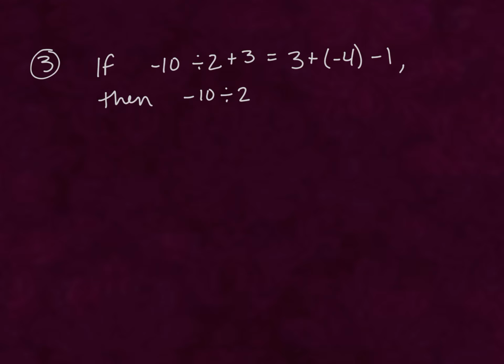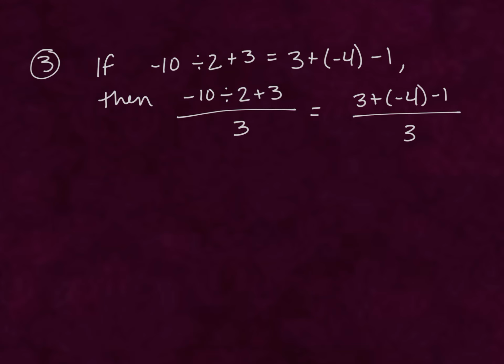-10 divided by 2 plus 3, divided by 3, must be equal to 3 plus -4 minus 1, divided by 3. In class, we talked about how if they start out equal and we change them both the same way, and in this case being divided by 3, then they will have a result that is equal to each other also.